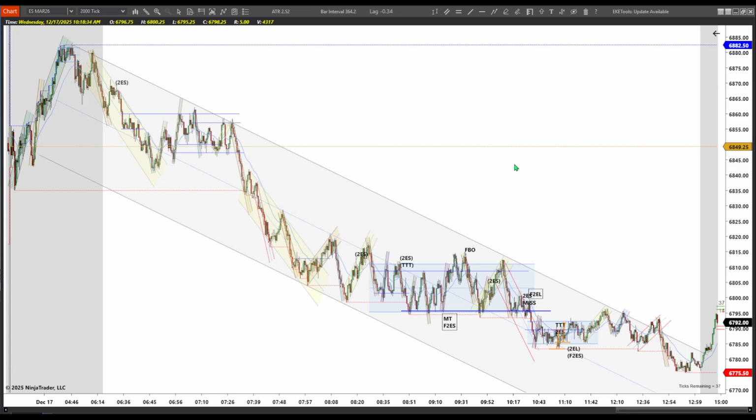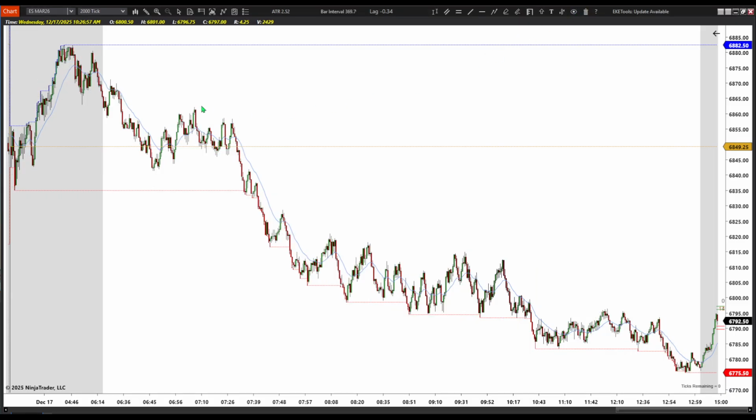December 17th, 2025. This is the S&P 500 E-mini futures on the 2000 tick chart using NinjaTrader 8. This is what the chart looked like today. Clearly there's a down channel or down slope.